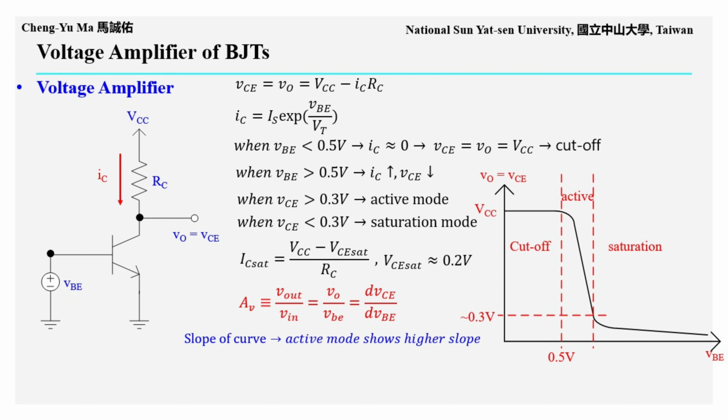The voltage gain of a voltage amplifier is the output signal divided by the input signal. For small signal analysis, this means the output variation VO divided by the input variation VBE. Equivalently, it is the derivative of the total output voltage VCE with respect to the input voltage VBE. This derivative is the slope of the transfer characteristic curve, and it represents the voltage gain of the amplifier. From the diagram, we can see that a high gain is obtained only when the BJT operates in active mode. If the DC bias point is not in active mode, the circuit cannot reach its maximum gain and may even fail to amplify the signal.